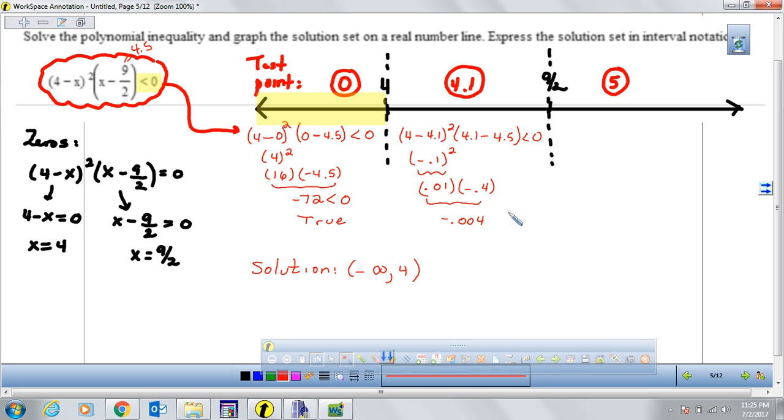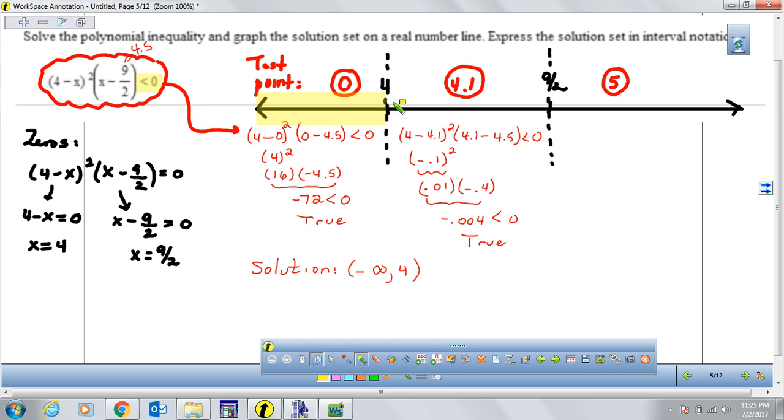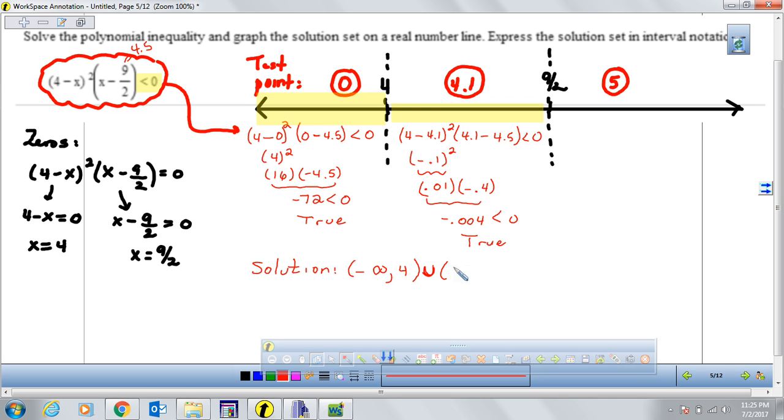So the question is, is that less than 0, true or false? That is going to be true also. So what does that mean? That means that any number from 4 to 4.5 is also going to be a solution, because it's going to make that original inequality true. So we're going to say union. So anything from negative infinity to 4, or anything from 4 to 9/2, which is 4.5, is a solution.